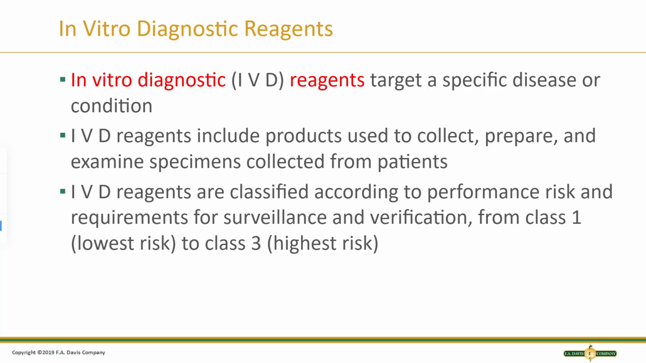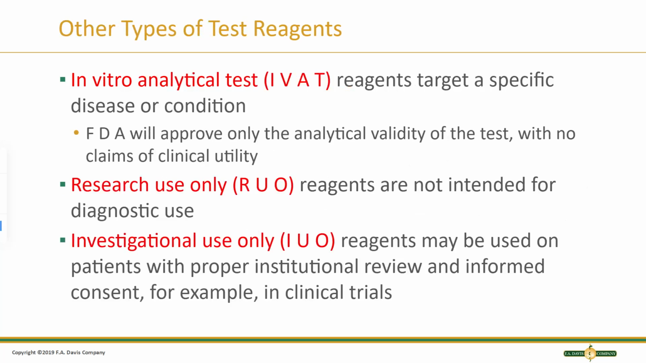IVD reagents include products used to collect, prepare, and examine specimens collected from patients. IVD reagents are classified according to performance risk and requirements for surveillance and verification, from Class 1 lowest risk to Class 3 highest risk. In vitro analytical tests, reagents target a specific disease or condition. FDA will approve only the analytical validity of the test with no claims of clinical utility.